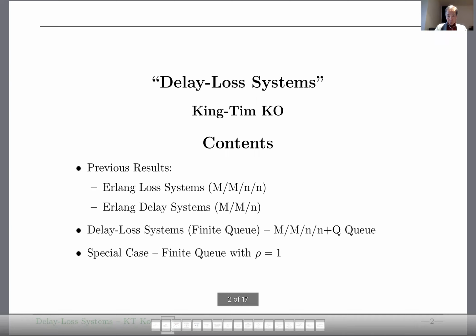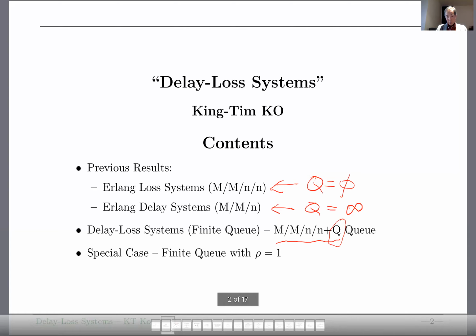So to do this delay loss system, we will look at previous topics. I have recorded two previous topics on Erlang delay system and Erlang loss system. So we are looking at a delay loss system. What happens is it has a finite queue size. When the queue size becomes 0, then it will be an Erlang loss system. When the queue size is infinite, it becomes an Erlang delay system. Okay, so I will look at the results in the previous talks and summarize them before I go into the delay loss system.